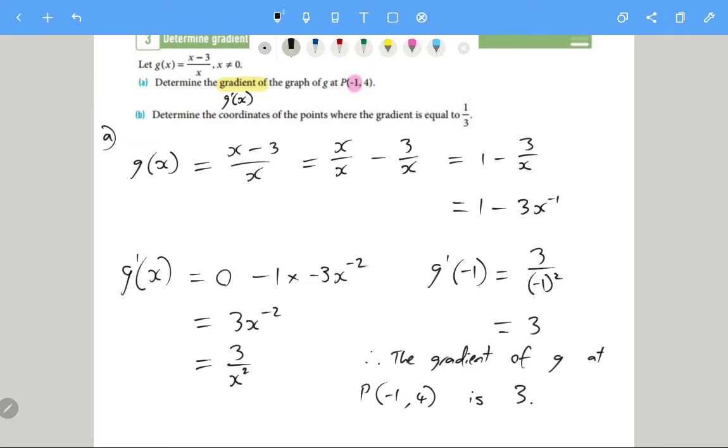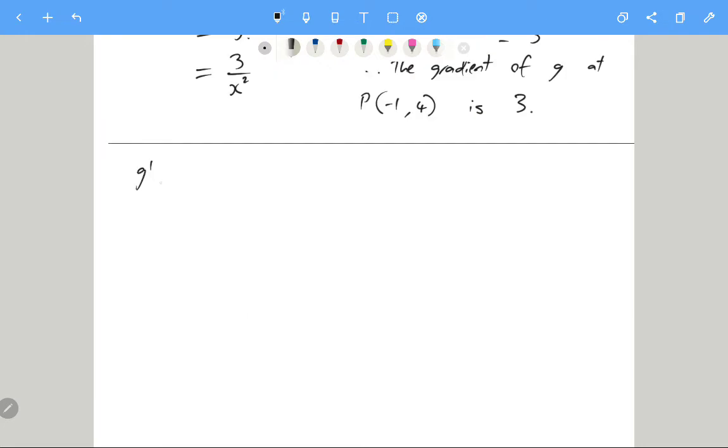Determine the coordinates of the points where the gradient is equal to 1 over 3. So let's write that in function notation. We're wondering when g'(x) is equal to a third. Well, we know what g'(x) is. It's equal to 3 on x squared, and we're looking for when it's equal to a third. First thing, flip both sides. Then multiply both sides by negative 3.